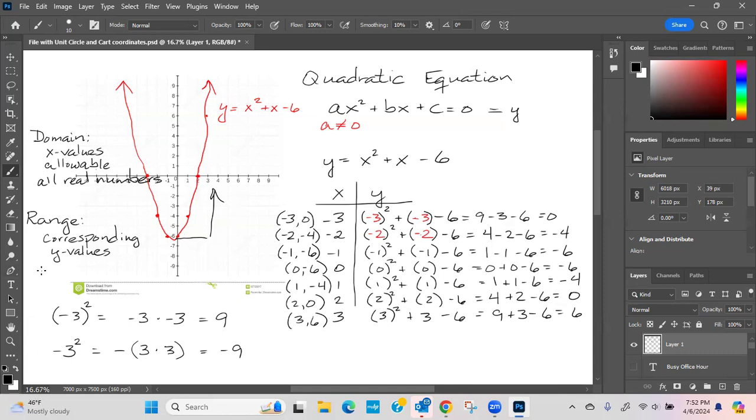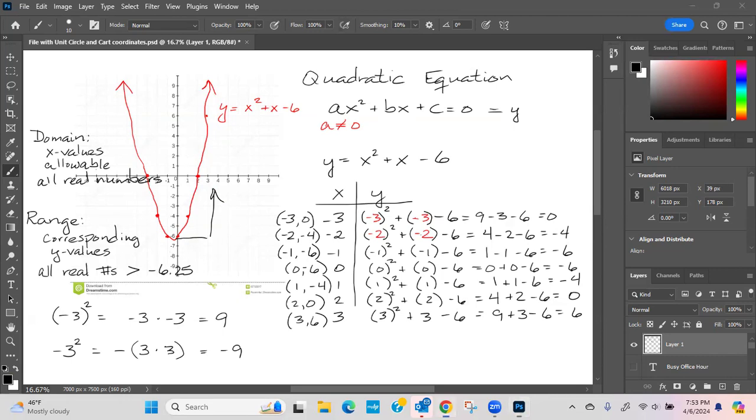And so our range will be all real numbers greater than, and I'll just use the number symbol, greater than negative, I'm going to say 6.25. I don't know what the number will be. It's a little below -6. But it'll be everything above that because those arrows show that this keeps going up forever. And so now we can state the domain and the range and come up with the values.